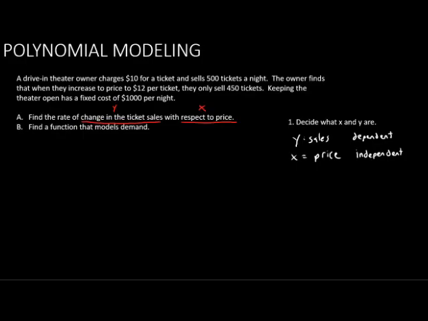Now, let's use the information we were given to find the rate of change. At first, we're given a price of $10 gives us 500 sales. Now, since price is x, we'll say that our first point is 10, 500, the sales. Our other point is given in the next line of the question. $12 for a ticket changes our number of sales to 450. Therefore, we'll say at a price of 12, that's our x, we have 450 sales, that's our y.